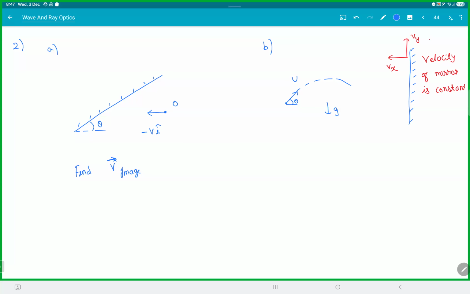So how to do the first one? So see, when the object is going in this direction, can I say like this? The image, it is symmetrical, isn't it? So the image will also try to come towards this point. Let's call this point A. So the image will also try to come towards A because of the symmetry. This is the angle theta.